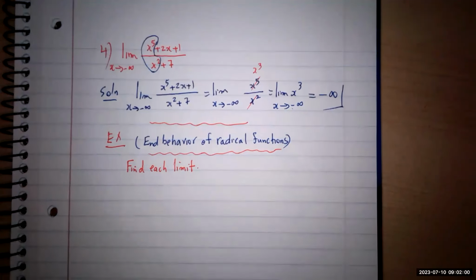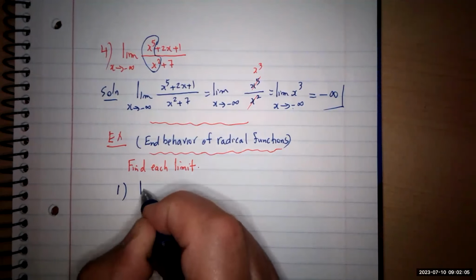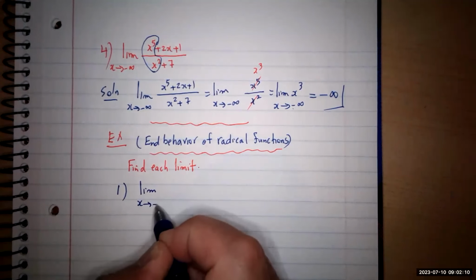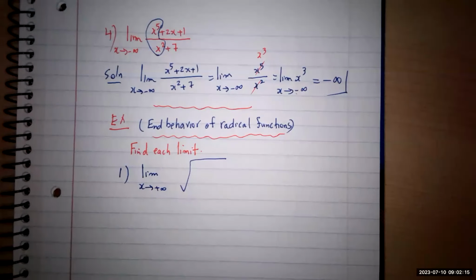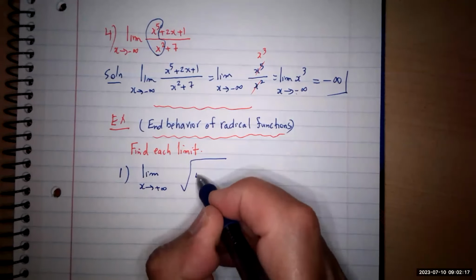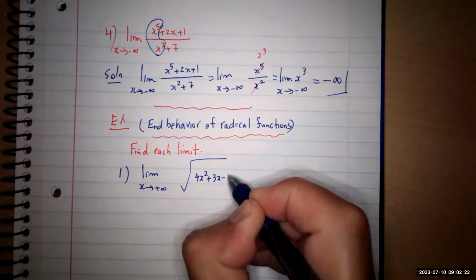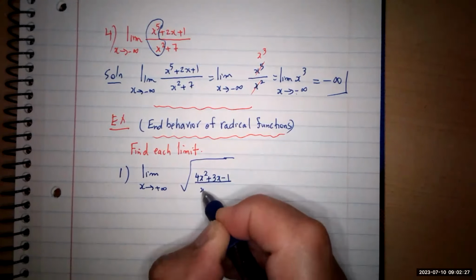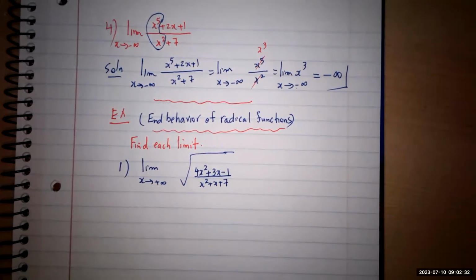The first one is a standard one. So you want to find the limit of the radical expression, something like the limit as x goes to positive infinity of this radical. On the top, you have 4x squared plus 3x minus 1, and the bottom is x squared plus x plus 7. Everything is inside the radical. Make sure you write it down correctly.